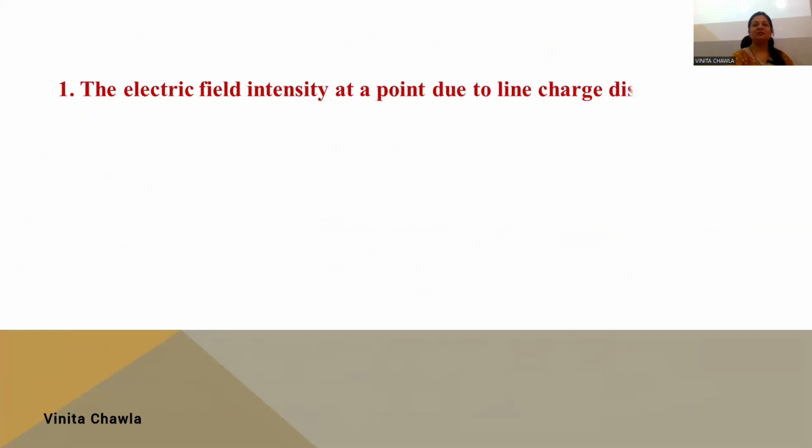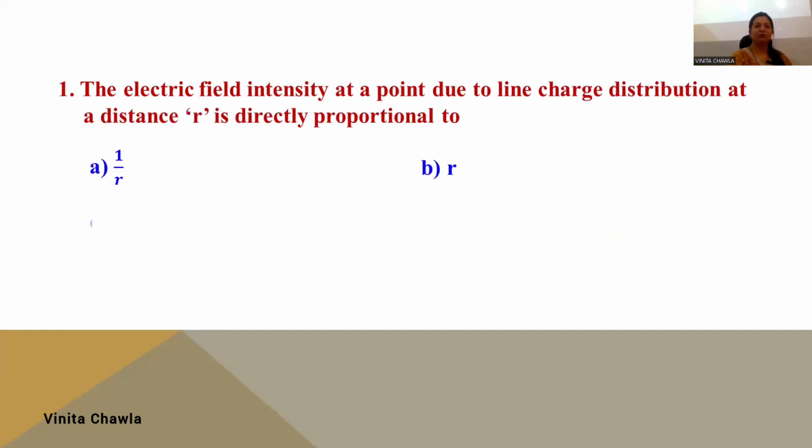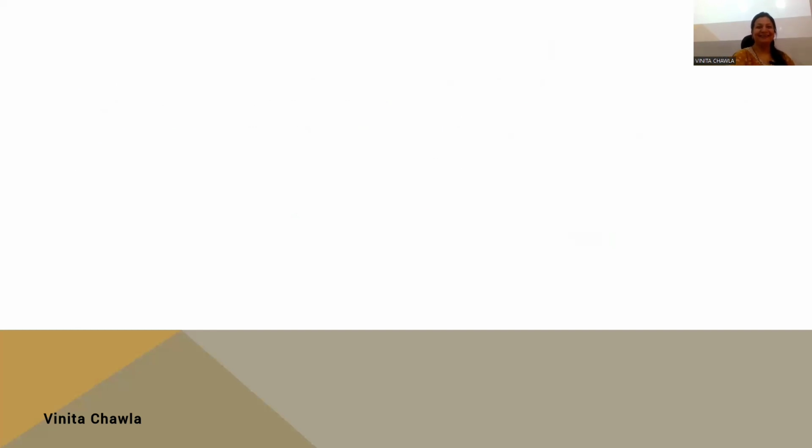Okay, next question. The electric field intensity at a point due to line charge distribution at a distance r is directly proportional to... Is directly proportional to. Tell me. 1 by r.